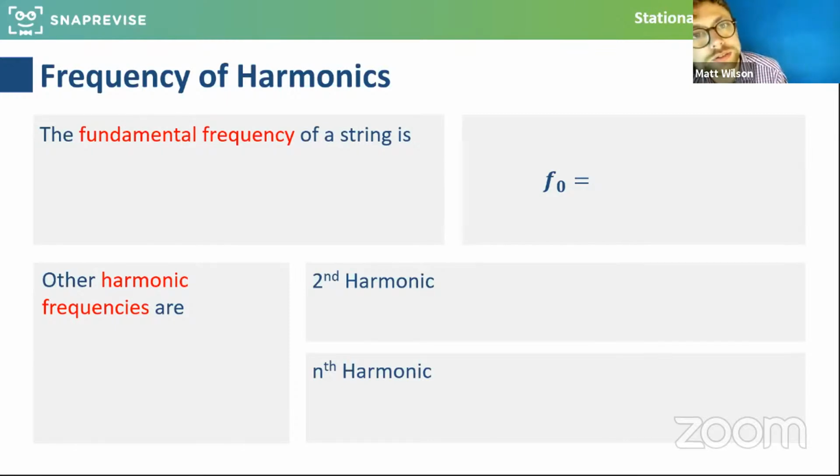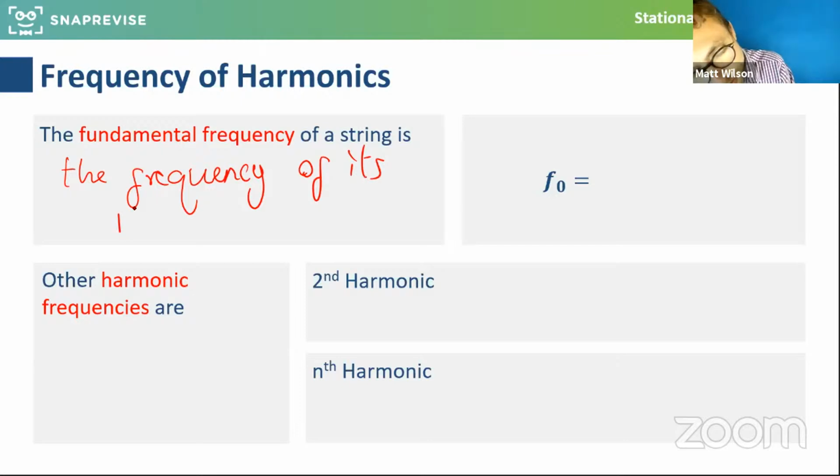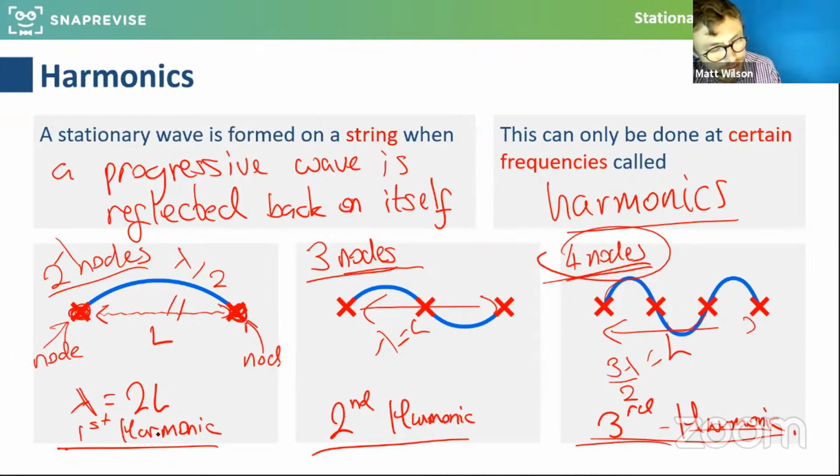The fundamental frequency of a string is the frequency of its first harmonic. So take your favorite string, find out the frequency of its first harmonic, and we call that the fundamental frequency of the string. Okay, good.